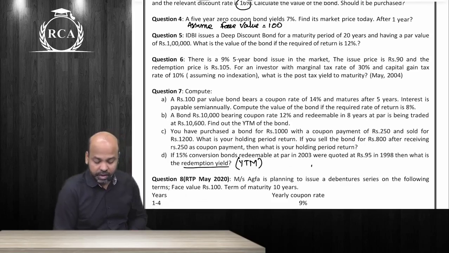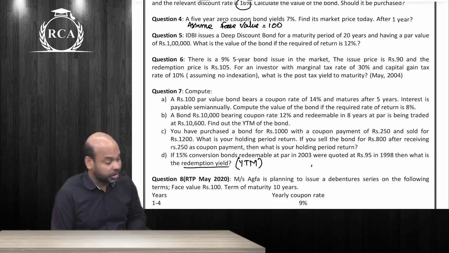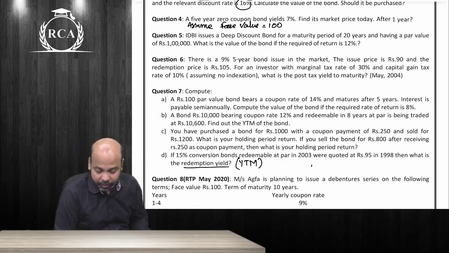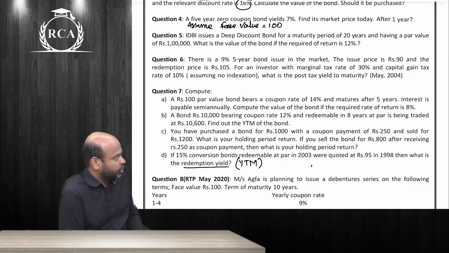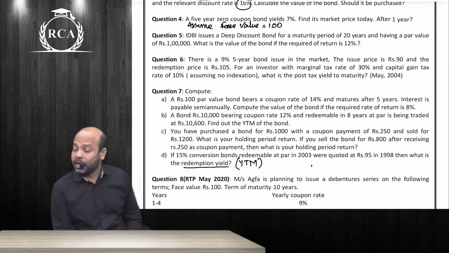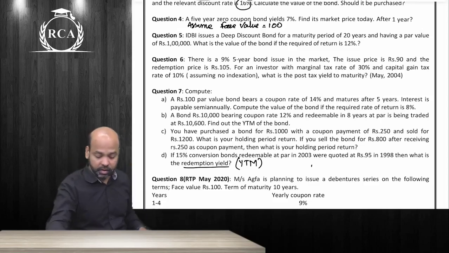There is a 9% 5-year bond issue in the market. The issue price is 90 rupees and the redemption price is 105. For an investor with a marginal tax rate of 30% and a capital gain tax rate of 10%, assuming no indexation on bond capital gains computation, they're telling us that indexation does not apply. What will be the post-tax yield to maturity? You can first compute, guys, what will be YTM ignoring taxes, then we will do YTM with taxes. Pehle ignore taxes, guys, and then compute YTM. That is not required in the exam, that is only for our understanding, guys.